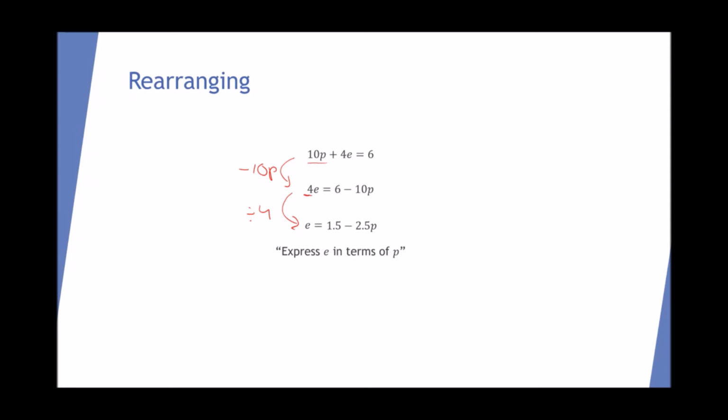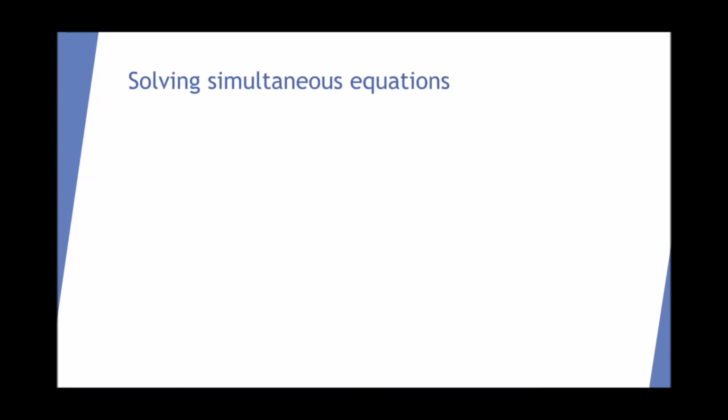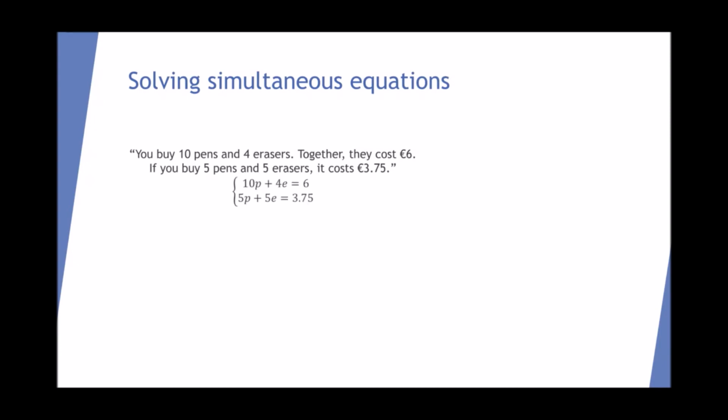Now, this comes back when we have a look at simultaneous equations. So what does it mean to have those simultaneous equations? It means that you have two of these equations that are true at the same time. So that might mean that you start with two pieces of information. You don't only know that 10 pens and 4 erasers cost €6, but also that 5 pens and 5 erasers cost €3.75. This gives us a set of two equations at the same time, and they have to be true at the same time, so they are simultaneous.